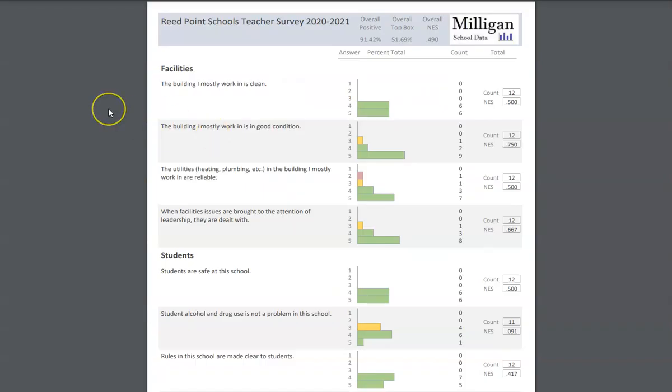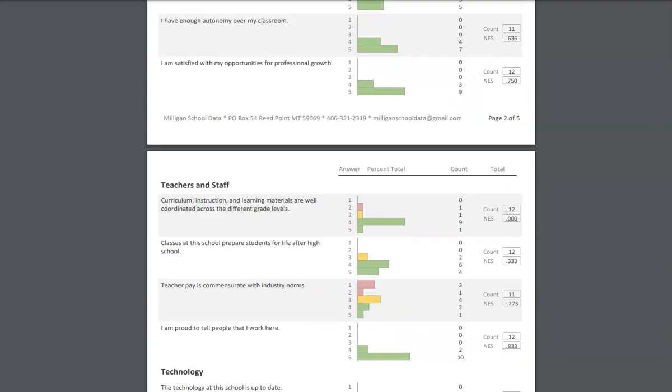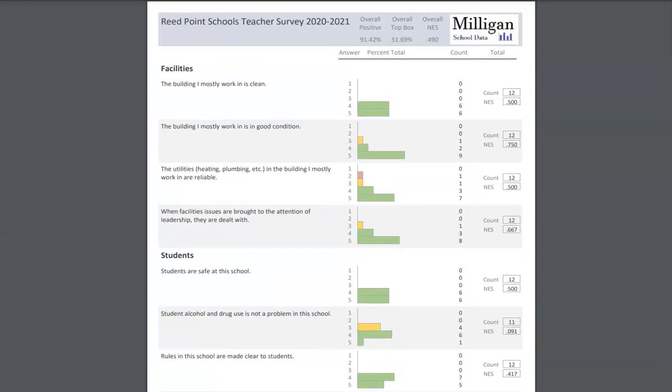And so Milligan School Data uses a lot of surveys and uses that Likert scale in almost all of those surveys. So this is a report that will describe your results of that Likert scale. The survey is broken up into your individual questions, and then questions are grouped into categories up here. And so this is a multiple page report. You can see there's several pages that describe all of your questions.